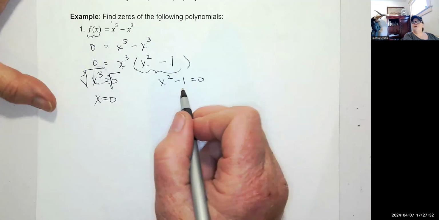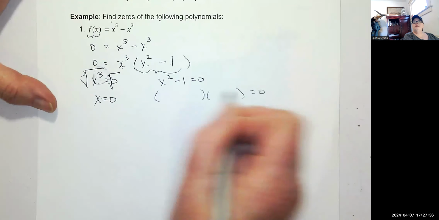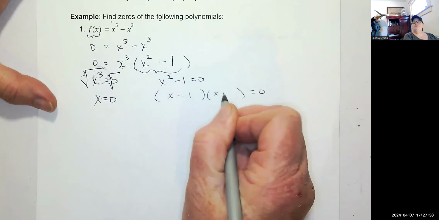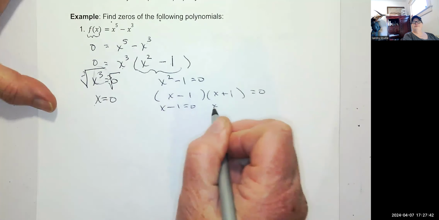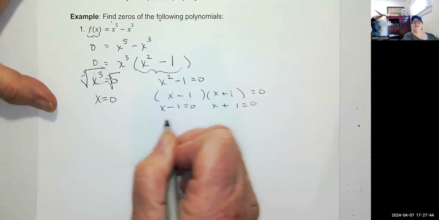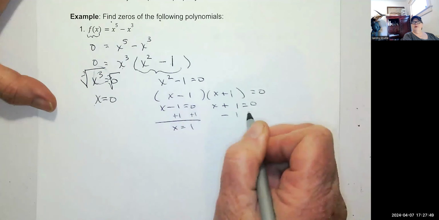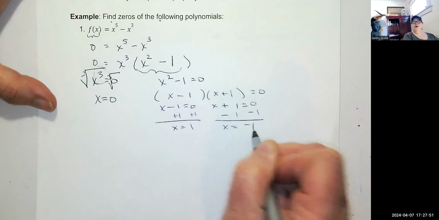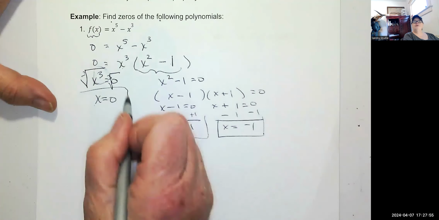From this one, there's 2 different ways we could factor this. I see it as the difference of 2 squares. So x minus 1, x plus 1, set each of those equal to 0. And solve for x. Add 1 to both sides, x equals 1. Subtract 1 from both sides, and x equals negative 1. All right, so these are all of our zeros.